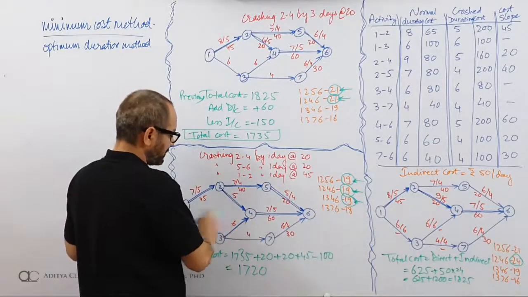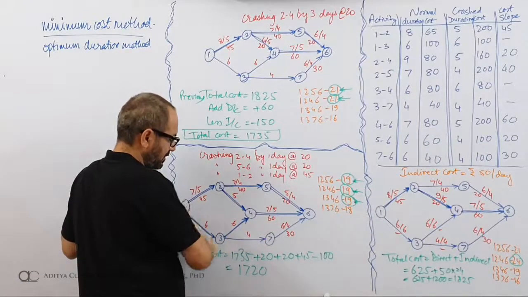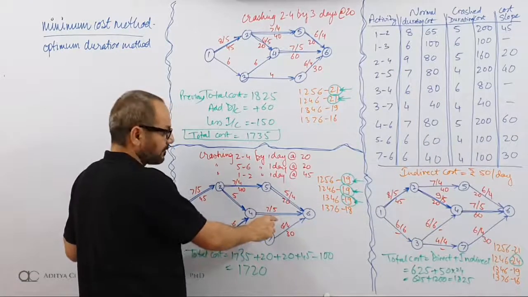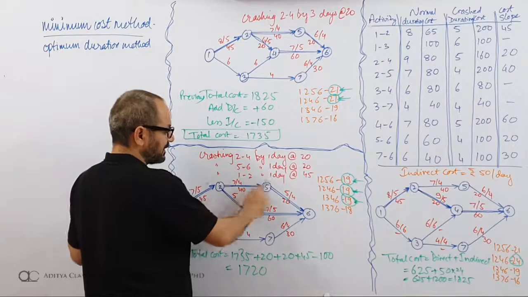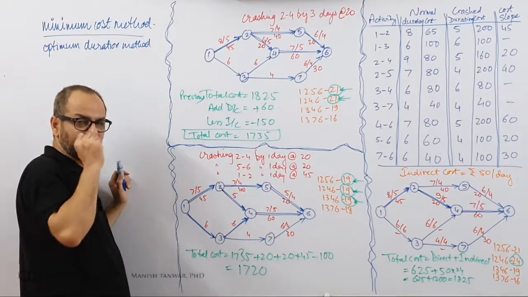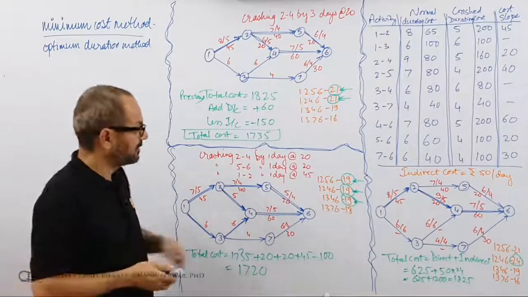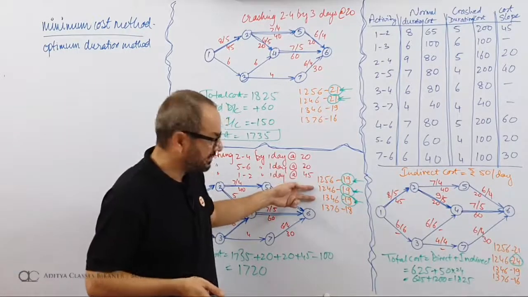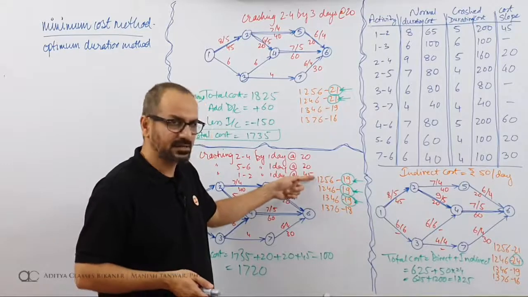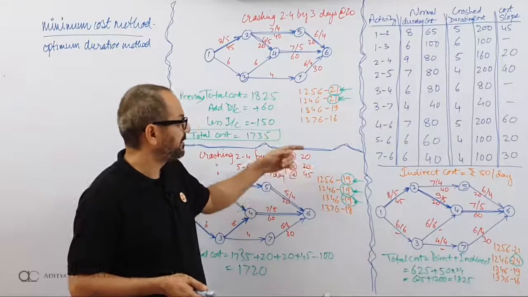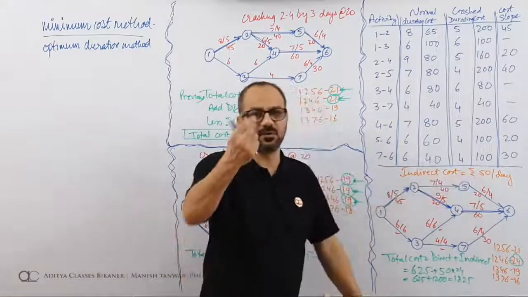I need to make a payment of 60 so that these two paths come down, and then I need to make a payment of 80 so that the third path also comes down. So that is a total cost of 80 rupees on three paths. 60 will bring these two down, 20 will bring this down. So 80 rupees paid, but saved only 50 rupees for one day.